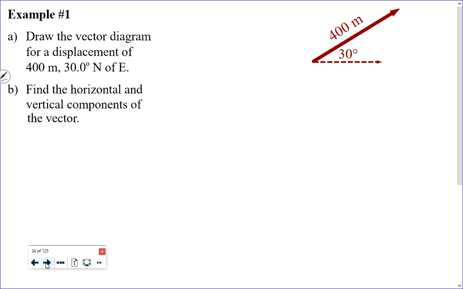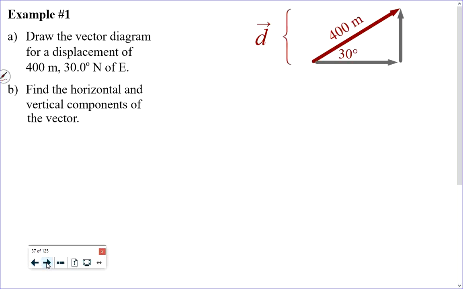The components are going to be two vectors. So this is the displacement, right? That whole thing is the displacement. But part of that displacement is to the east and part is to the north. These are our two components. So your next step when we find those components is to draw those two arrows. Now, did the person walk along those gray lines? No. But walking along the gray lines is the same result as walking along the vector 400 meters 30 degrees north of east.